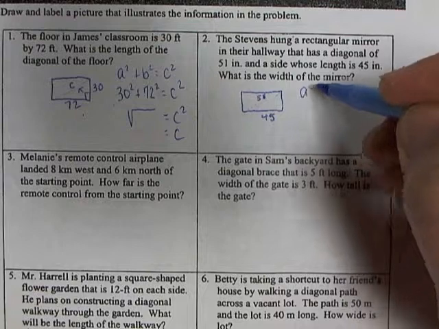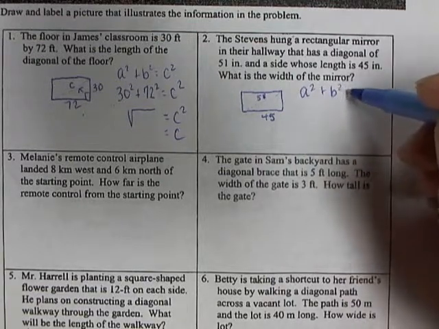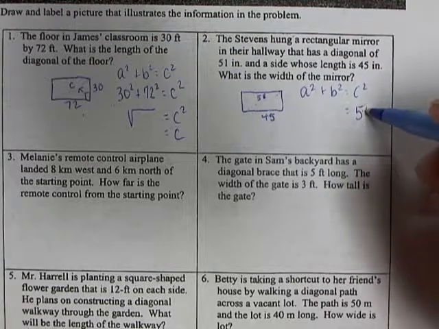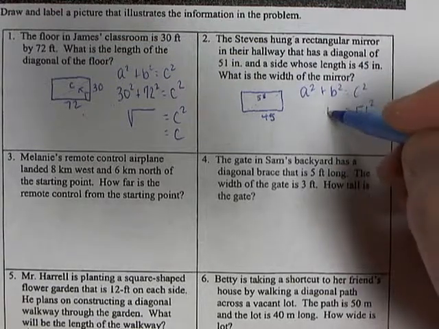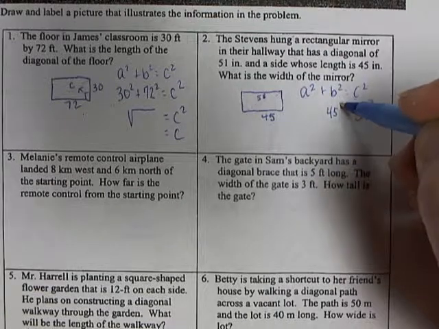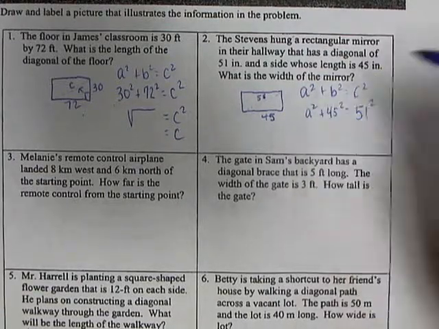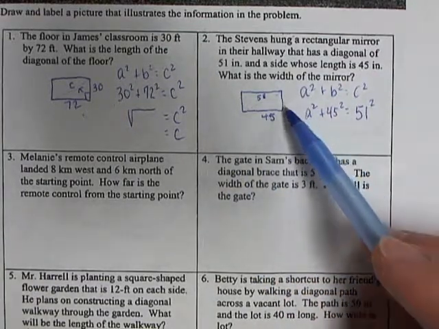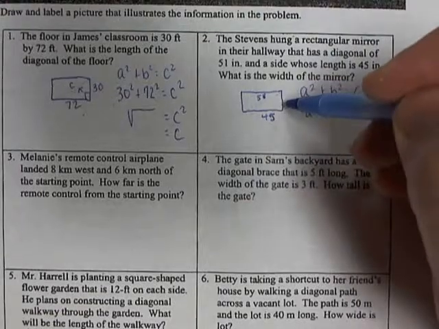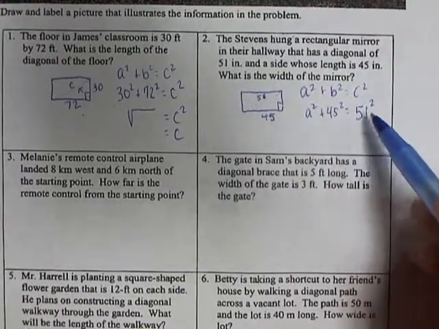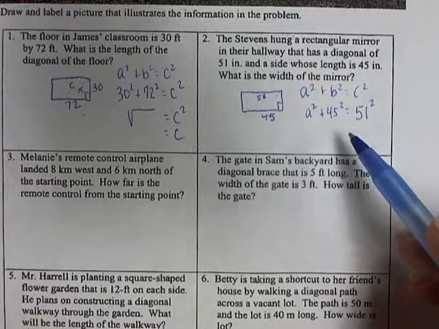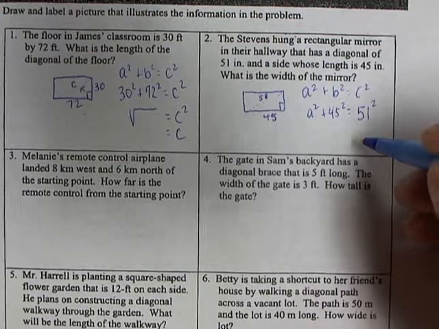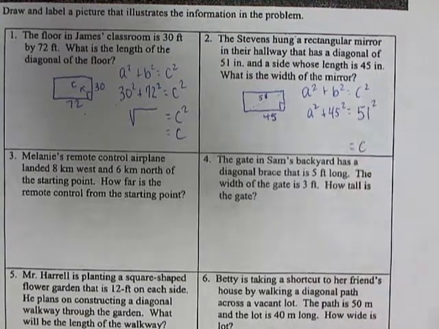So let's write our Pythagorean theorem. Let's plug in our measurements. 51 is going to get substituted for C, don't forget. 45 can be substituted for A or B. Don't forget to square it. And so anytime we're missing a leg measurement in a right triangle, we're going to square the measurements that are given to us, then subtract, and then take the square root to get your answer. So go ahead and do that now.